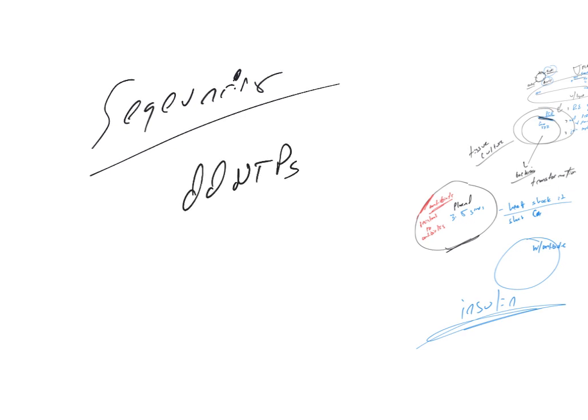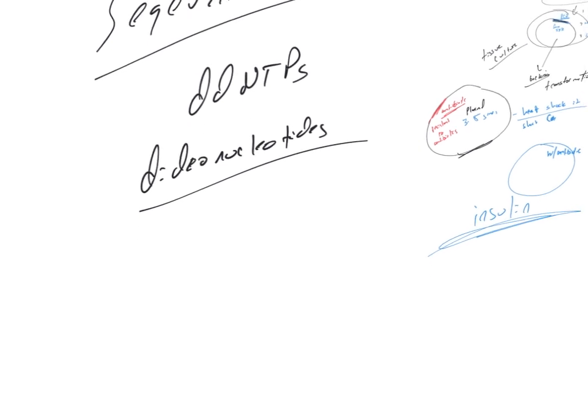Okay, sequencing. So you need to know what dNTPs and ddNTPs are. Dideoxynucleotides. Now, what these guys do is they stop replication.